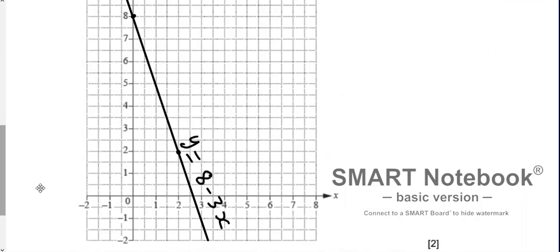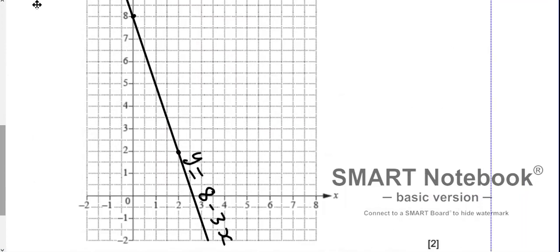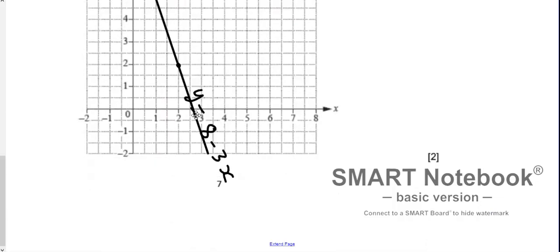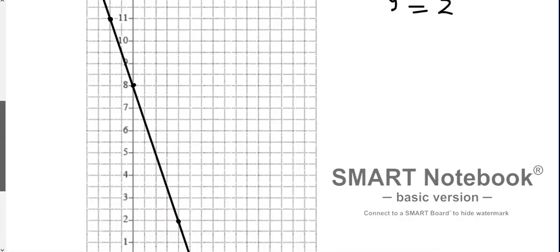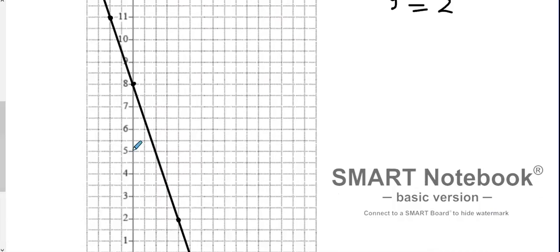Okay, so I'm trying to shift my labeling. Let me put it here. Okay, y equals 5. Y equals 5 is this point here. So take a ruler, draw a horizontal line, and then you label y equals 5.